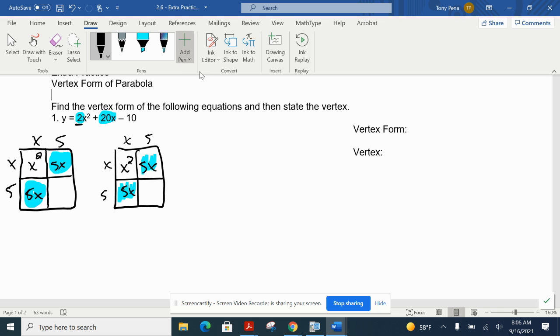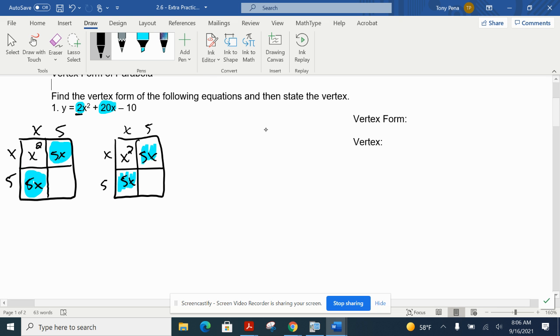So when I now write this as y equals, notice how we have an x plus a 5 up here. We have an x plus a 5 right there. So we have x plus 5 squared. That's one of them. That's what we spent a couple of days doing. But now notice we have 2 of them. So if I just slot a 2 in front of this, that accounts for both of these area models that we have set up.